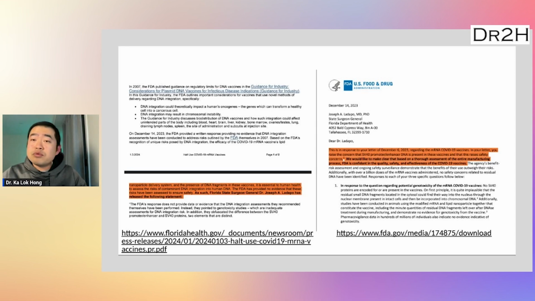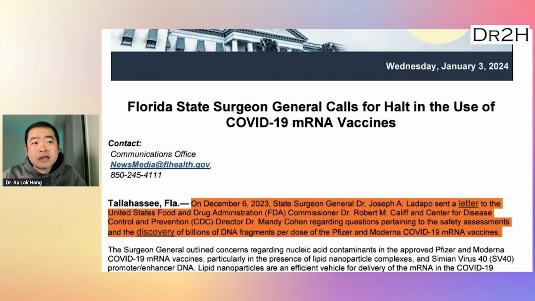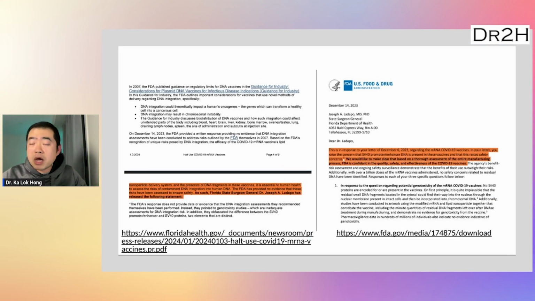So now, in brief, in December 2023, the Surgeon General asked the FDA and the CDC if a DNA integration test was done on the two mRNA vaccines, and received a less than satisfactory response from the FDA. He thinks that because there's no direct answer to the question, it could be dangerous in theory, and let's put a stop to it.